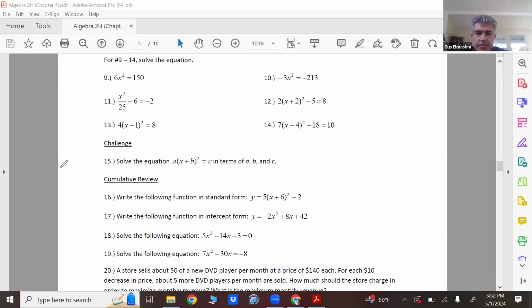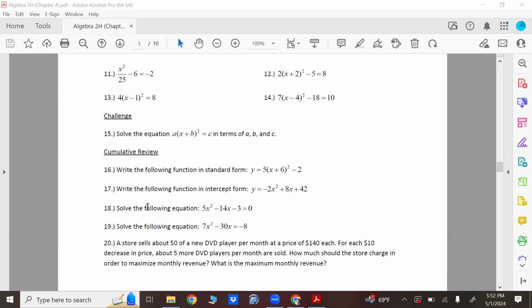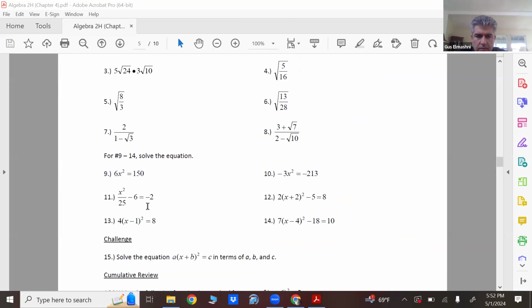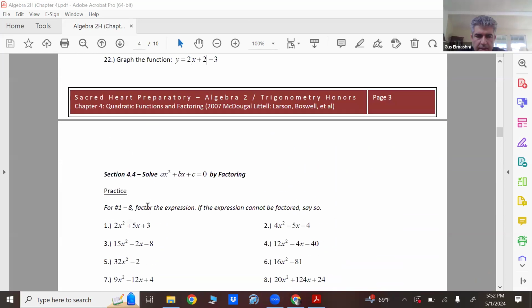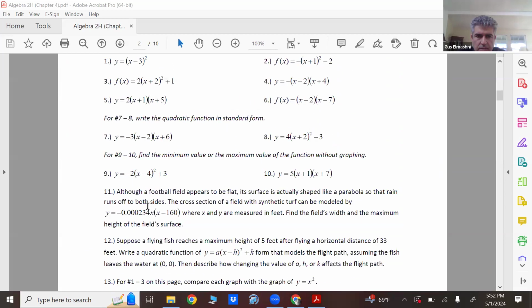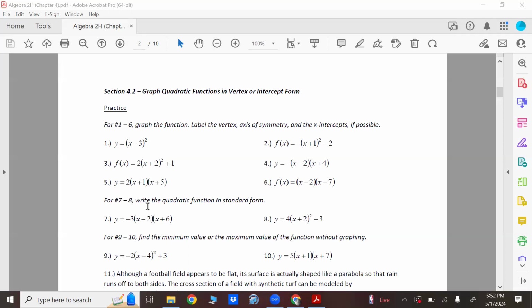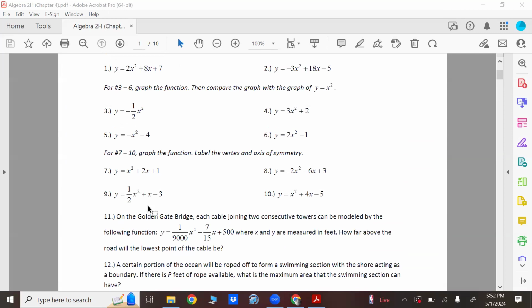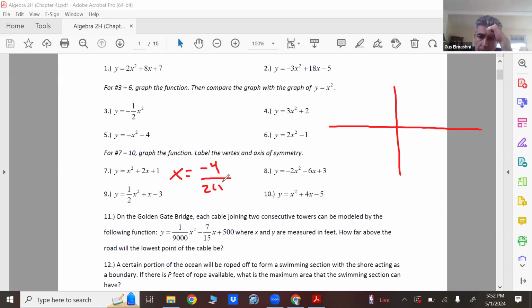Okay. I think we could now maybe try graphing again. All right. Like number 10, for example.